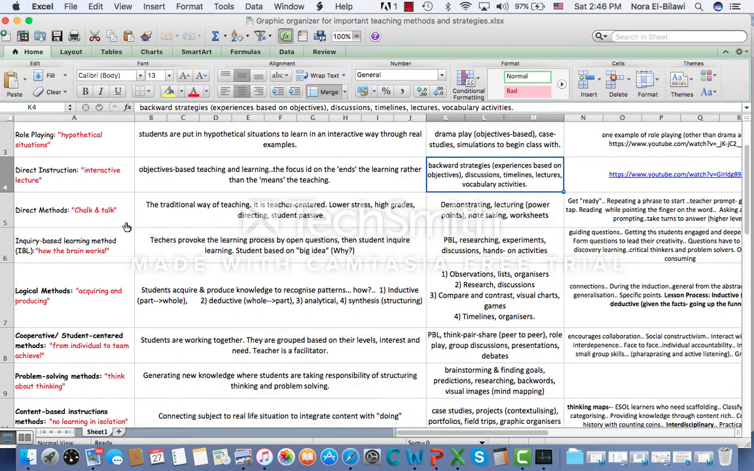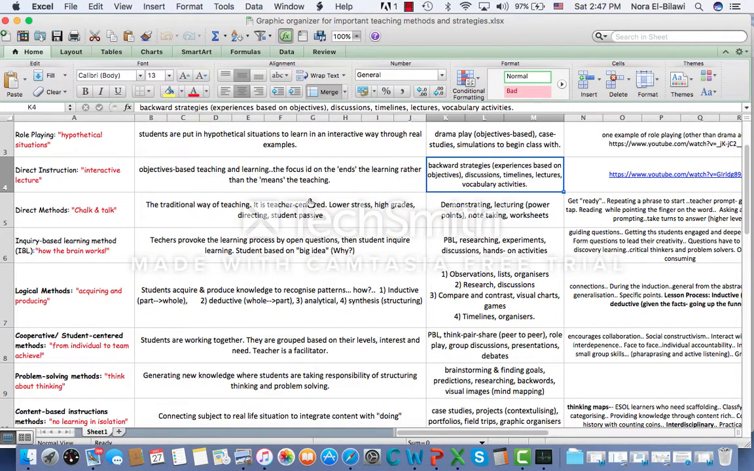Direct method is the complete opposite. It is very traditional teaching using the chalk and talk process of a lecture. Traditional way of teaching, it is teacher-centered.